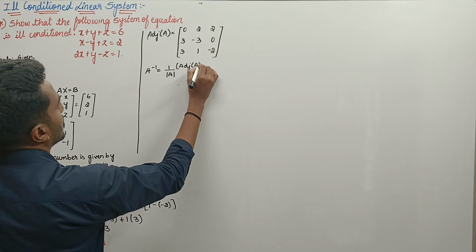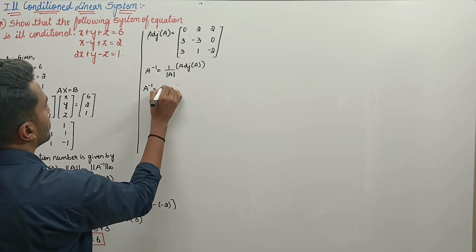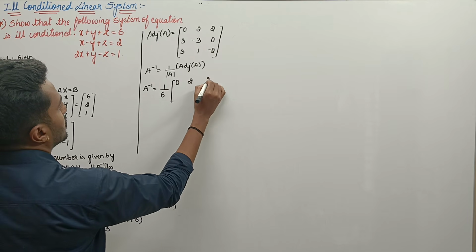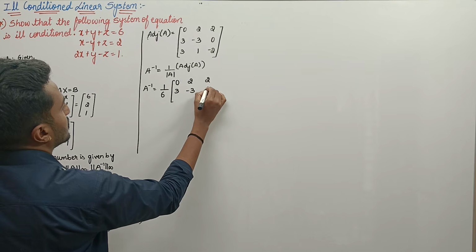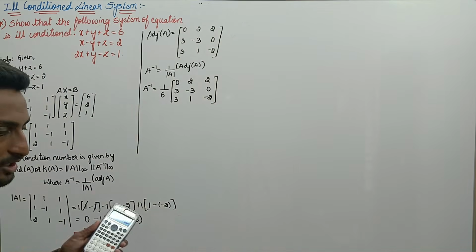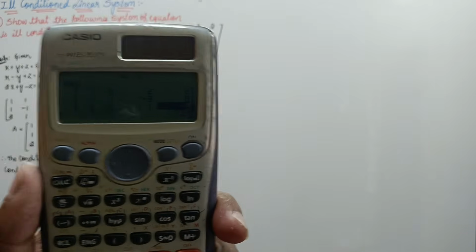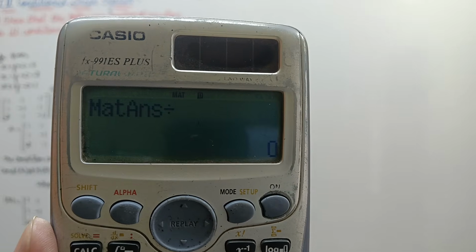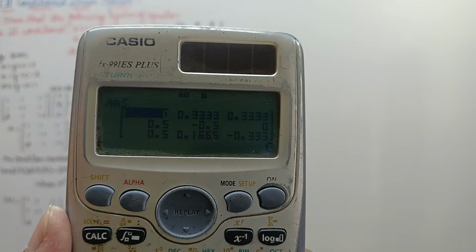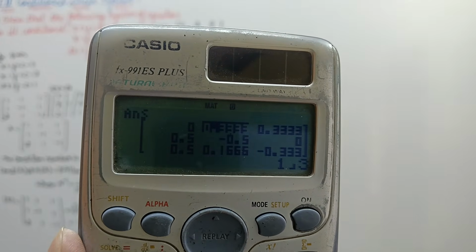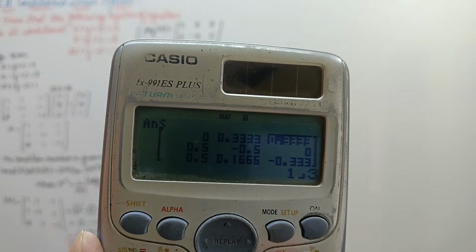Let us represent A inverse, which is equal to 1 by determinant of A, 6, into 0 2 2, 3 minus 3 0, 3 1 minus 2. Now for the matrix you have got, just divide by 6. You get the decimal; just press the S-D button, and you get the fraction in the denominator, 1 by 3. Next, if you press S-D, you get 1 by 3. Similarly, you can represent the condition.